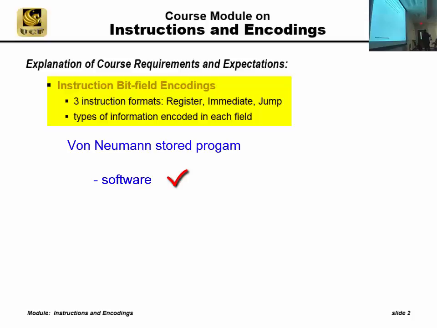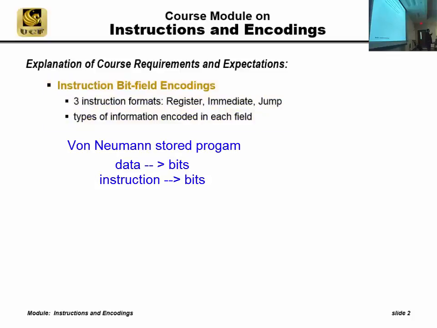Stored program says we'll represent instructions as bits. Remember we said we represent data as bits. I think everybody knows that. Everything's bits, right? Data's bits. But what about instructions? Von Neumann said store instructions as bits. Remember I gave you the mechanical analogy, Jacquard's loom, and we saw the bits, right? We saw the punch card. That was instructions. So now we're going to see for MIPS, how do we store instructions as bits?